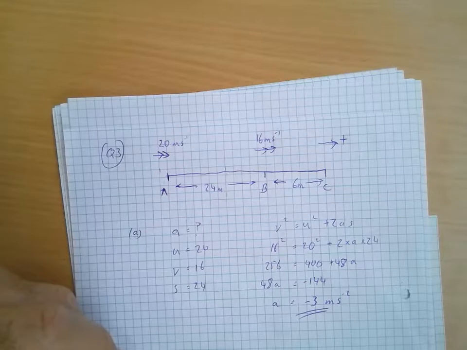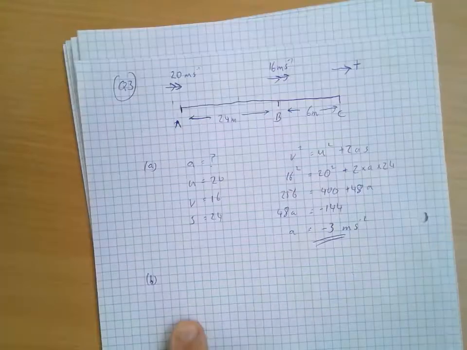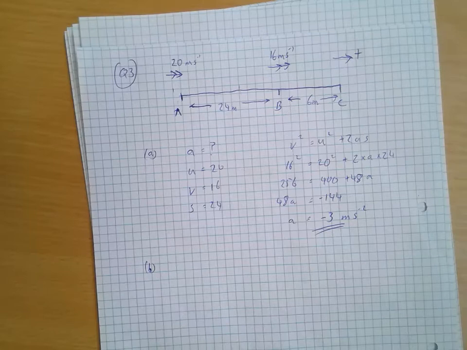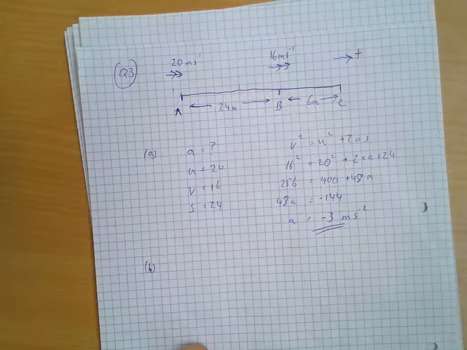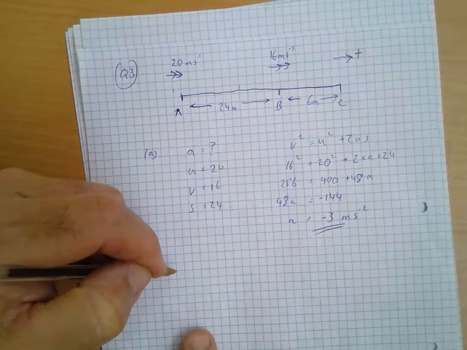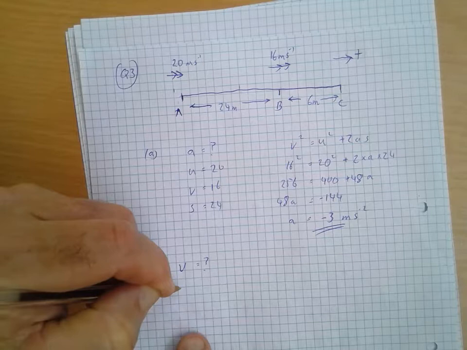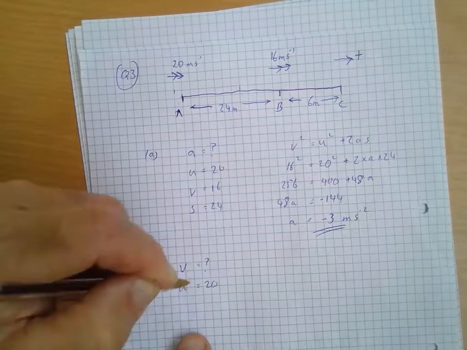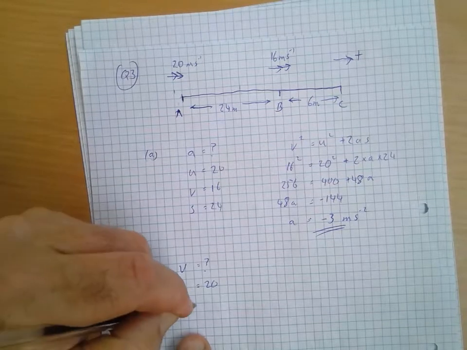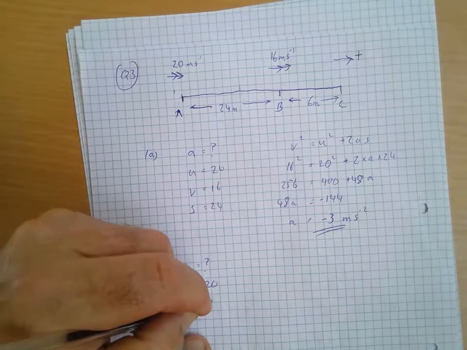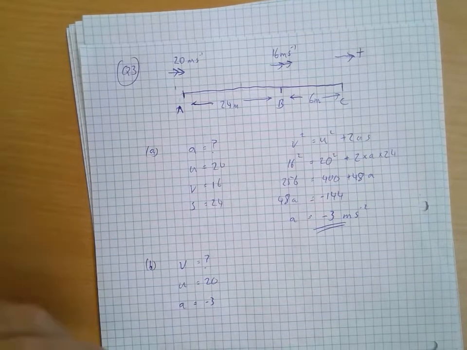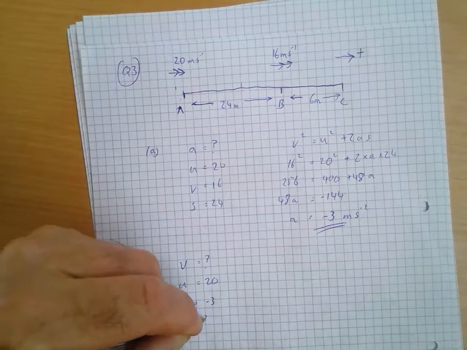Okay, question B then. I'm trying to find the speed of S at C, and it tells me it's a constant resistance to motion, so the deceleration is going to be constant as well. What equation am I going to use there? Well, again, I want to find V. I know that U equals 20. I now know that A equals minus 3, and I know that S equals 30.